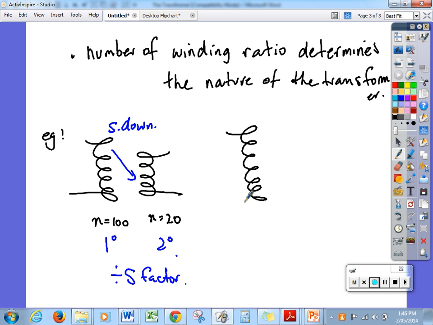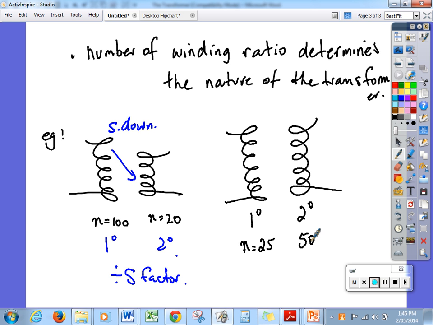Second example, primary coil here has 25 windings. The secondary coil over here has 50 windings. So again, I'll make it n equals 50. Even though I've drawn the two coils the same size, they may be the same size physically, but one can have many more windings than the other simply because the wires in one are thicker or thinner. So, would this step up or step down? Up. Right, it would step up.